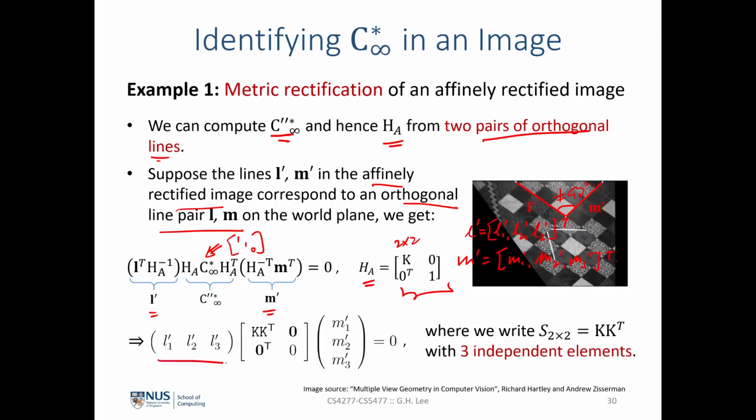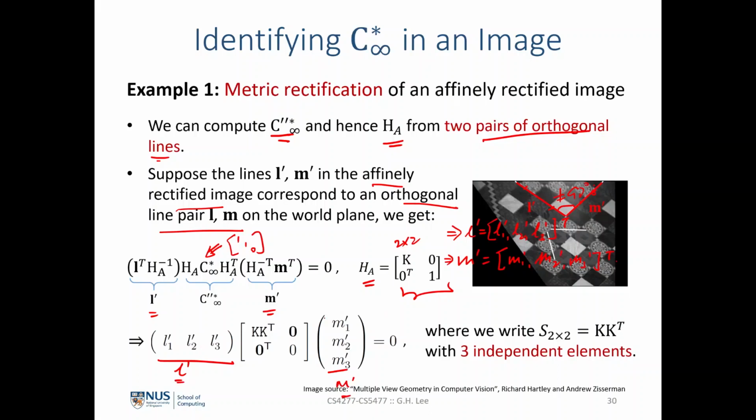Now, since L prime and M prime here are known from the image, which we can measure, we can easily compute them from any 2 points to express these lines in terms of these equations here. It would be simply any 2 points here. The cross product of any 2 points on L prime would give us this line, and the cross product of any 2 points on M prime would give us M prime over here. And we can observe these two from the image.